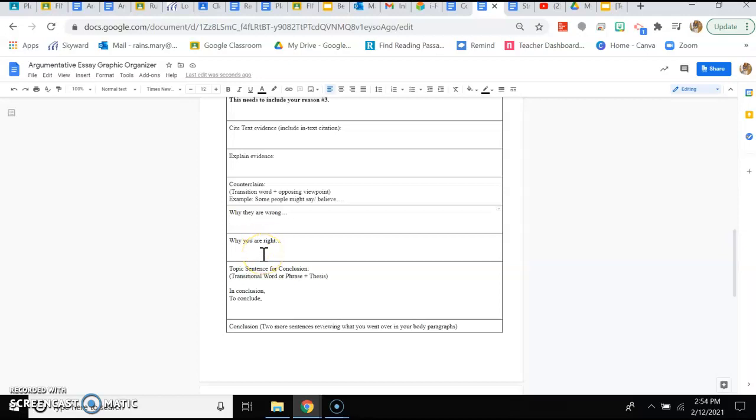The last sentence of the counterclaim is basically why you're right. So tie it back to your thesis. Racial injustice is the world's biggest problem because, and then go from there. Okay, so that's what a counterclaim looks like. If you guys have any questions about this, please let me know.